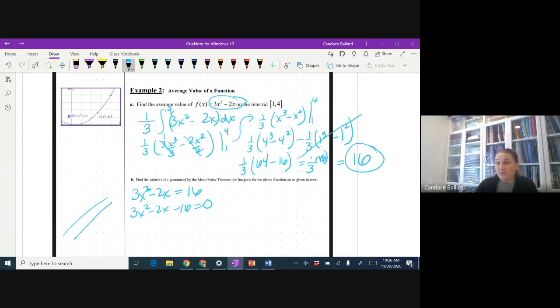Now, I know it's been a week off, so now we're going to do a magic X. Doesn't that sound like fun? All right, here we go. So let's see, I need to multiply the 3 and the negative 16 together, which is going to give me negative 48. And then negative 2. So I need two numbers that multiply to negative 48 and add to negative 2. Does anybody have any guesses?